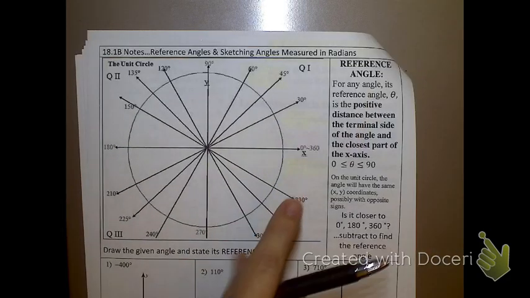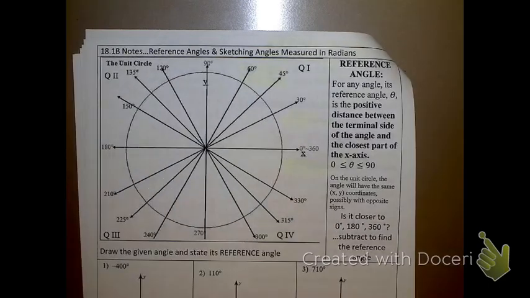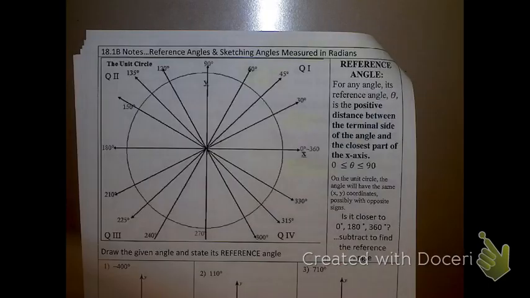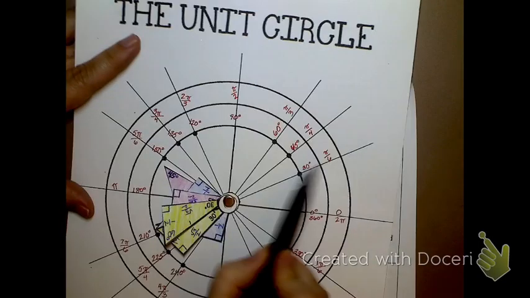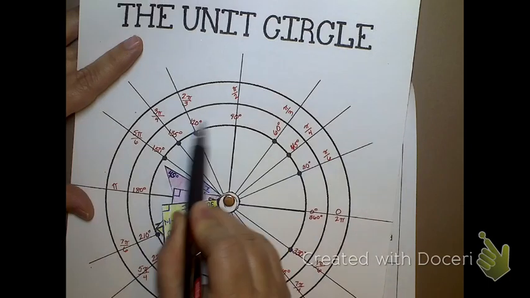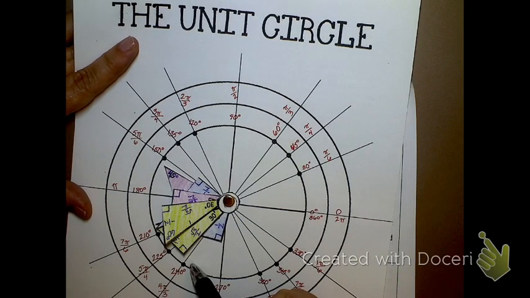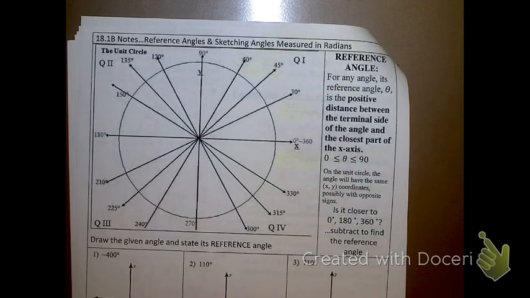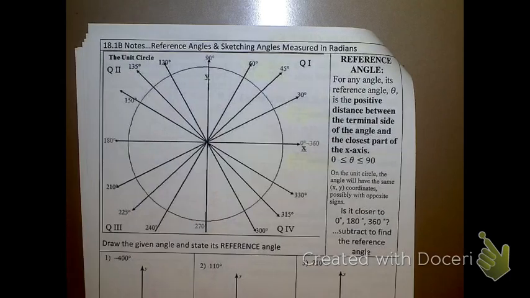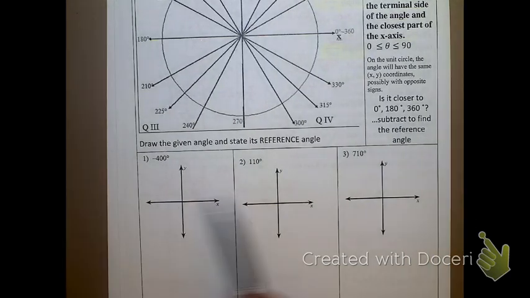So, at this point, I'm going to kind of relate this to your project. At this point on your project here, you should have all of the degree measures listed on this inner circle of your project, correct? If not, you should do that now. The radian measures, I'm going to talk to you about that in a few minutes on the other page of the notes. But I'm going to start off here with these three angles.